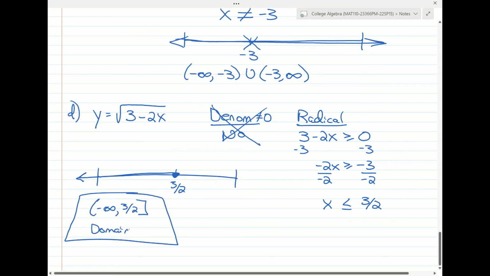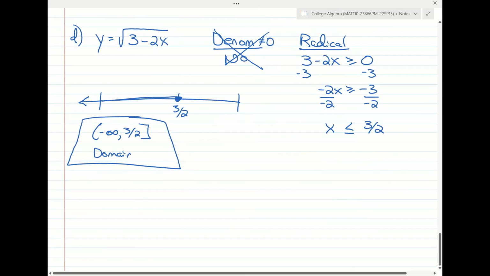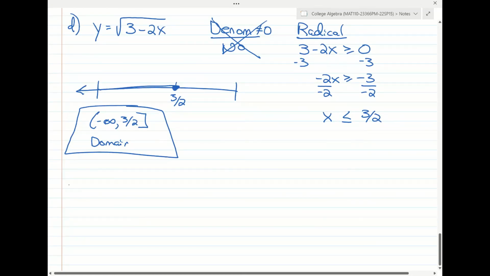We'll do one more just to make sure we're okay with this, and then we'll move on to the last section.